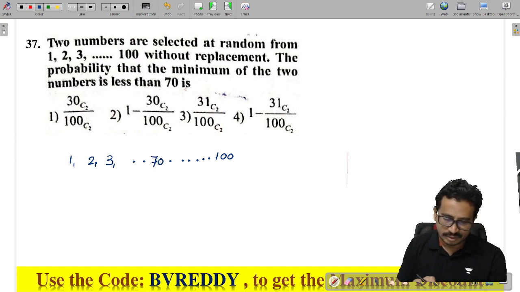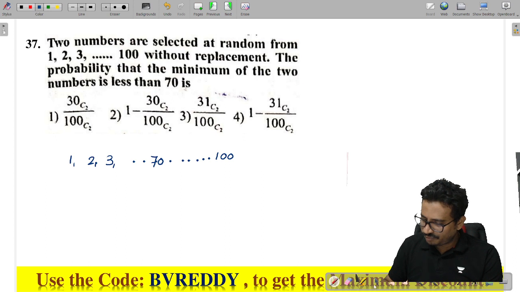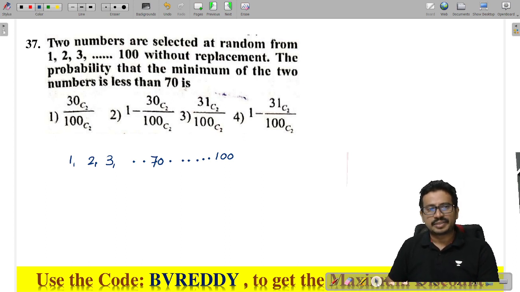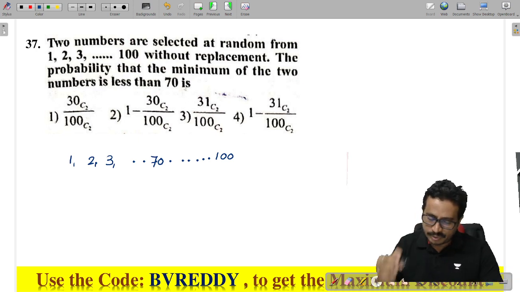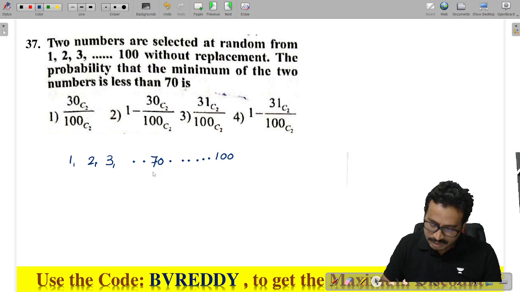Now look at this here. If you observe carefully, we need to select two numbers. Now the two numbers have to be selected, and the minimum is less than 70. So what I am doing is selecting these numbers.